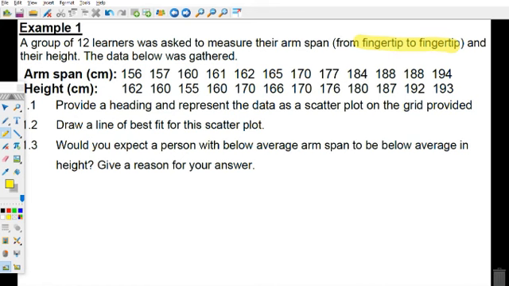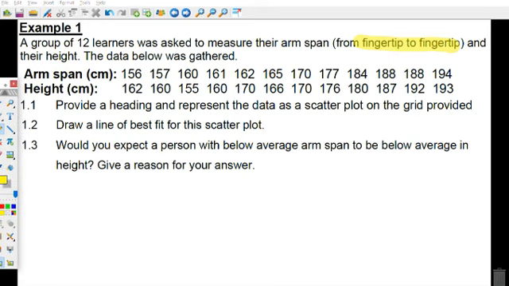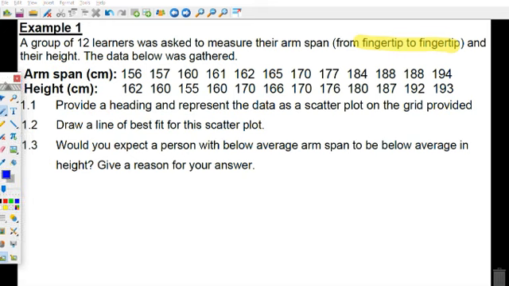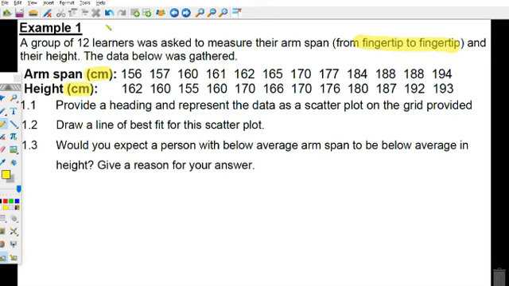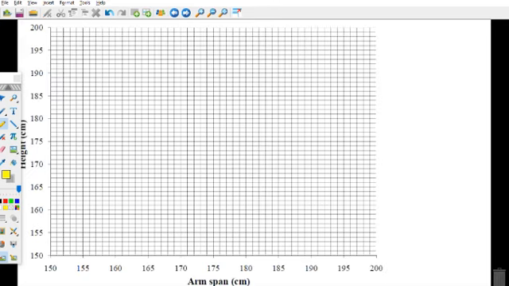So a group of 12 learners was asked to measure their arm span. The data was gathered. Let's look at that. There's arm span in centimeters, height in centimeters. Provide a heading and represent the data as a scatter plot on the grid provided. So there's my grid. They put the arm span as my x-axis and my height as my y-axis.